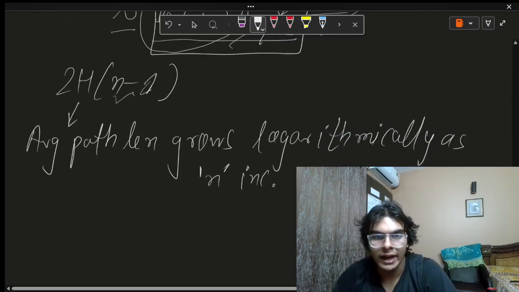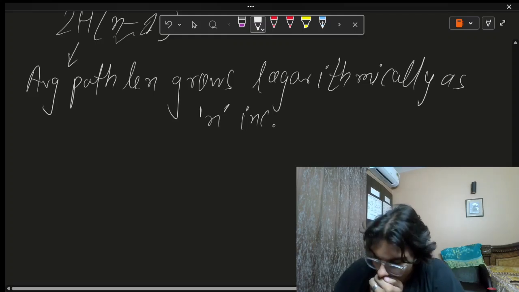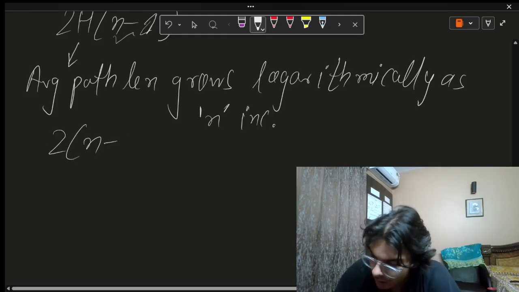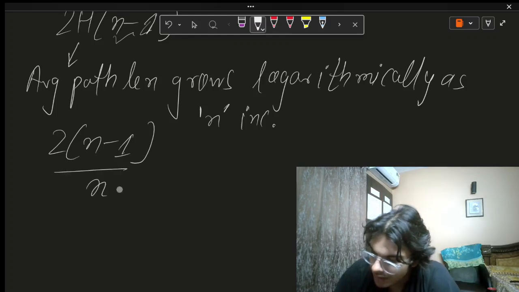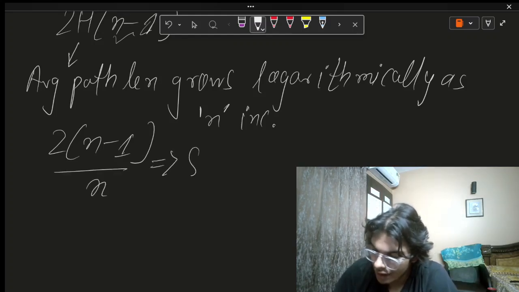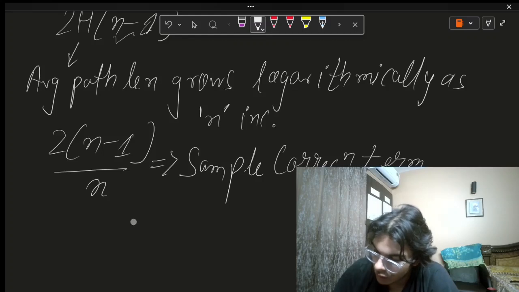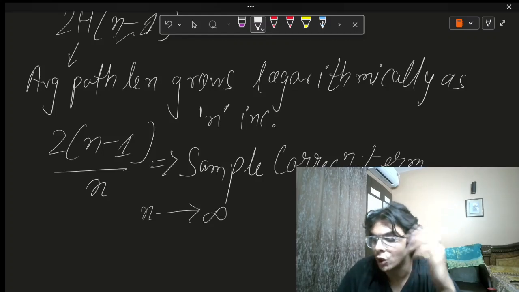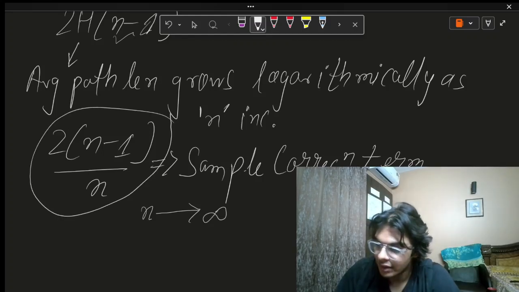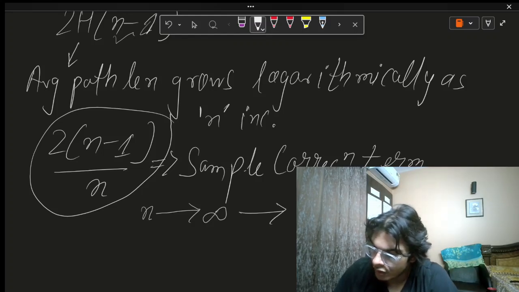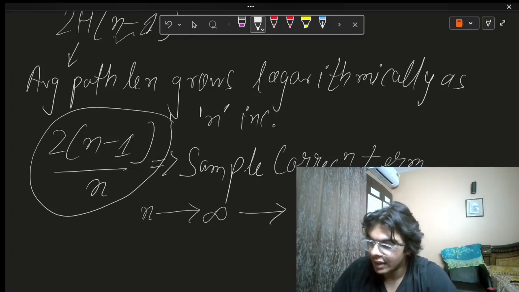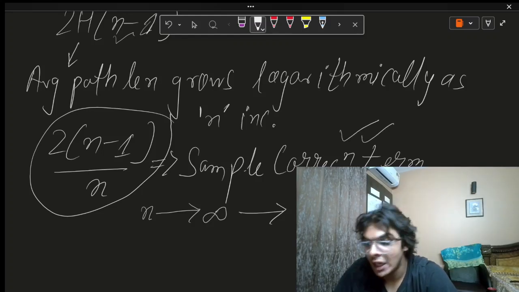Okay, what about the second term? The second term is equally as important. This is basically the sample correction term. What it's saying is that if this value of n scales to something like infinity, let's say the sample size is a huge value, then this will come out to be minus 2. So this corrects the samples for very high values of n and for very low values of n.